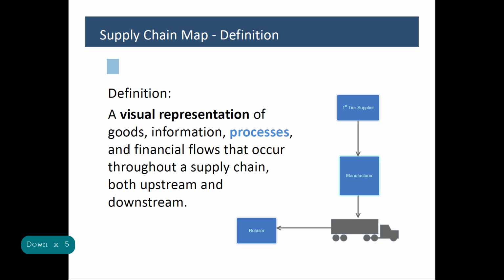How can we now define a supply chain map? The definition given here is that it is a visual presentation of goods, information, processes, and also financial flows that occur throughout a supply chain, up and downstream. So here we have a first-tier supplier for a manufacturer. Then we have here the truck that delivers the items from the manufacturer to the supply chain retailer. So this is also one of the classical ways of how to depict a supply chain map or how to visualize the processes.